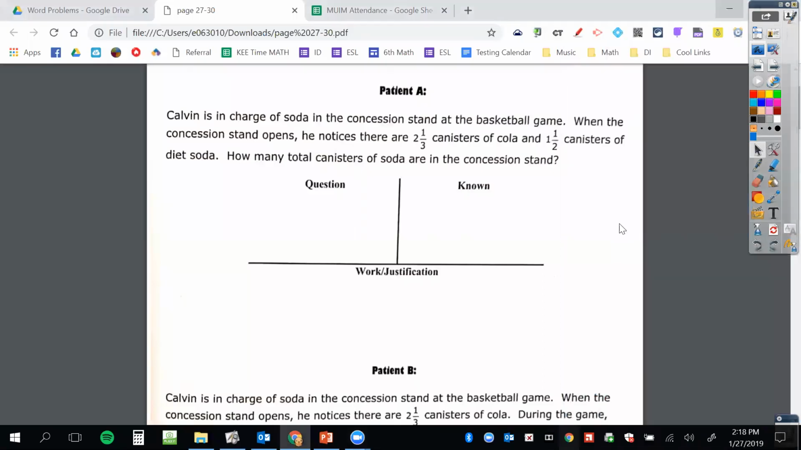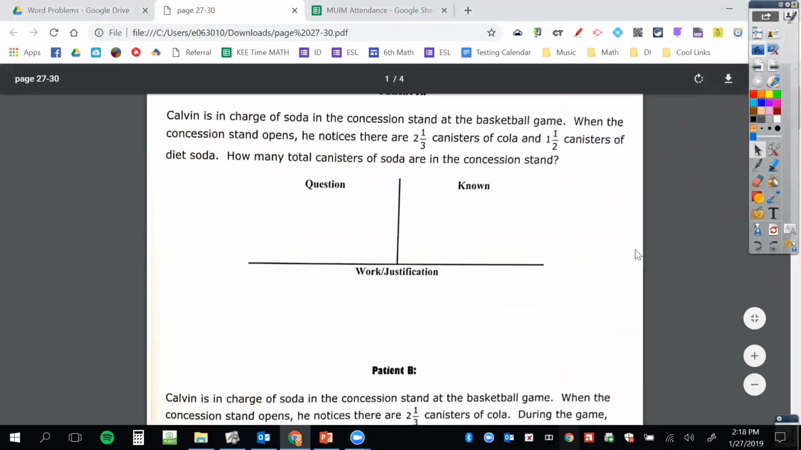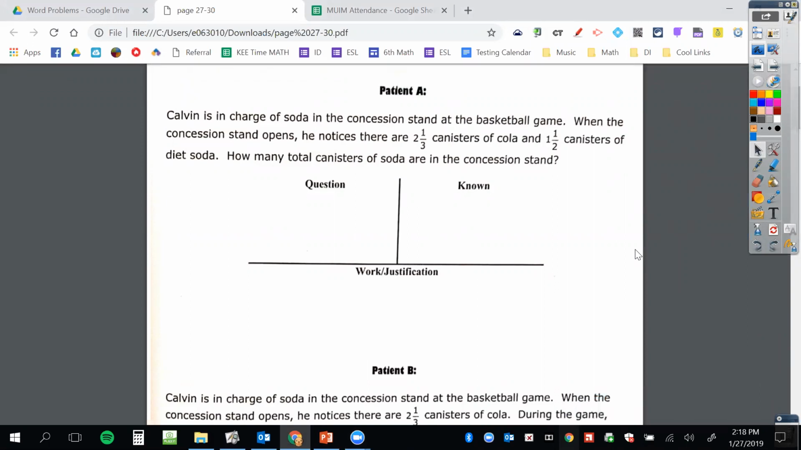In this video, I'm going to do two problems with you. I am on page 27 in your Moving Up in Math book. The next few pages in the book, page 27 through 30, are some example problems using a window pane.